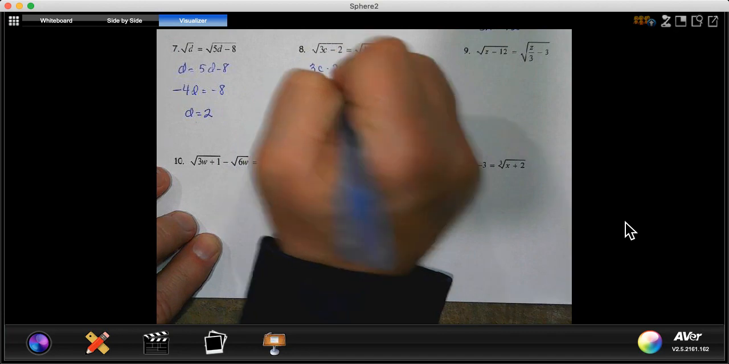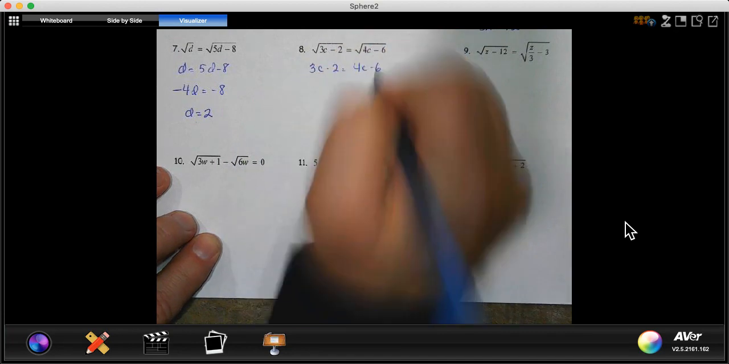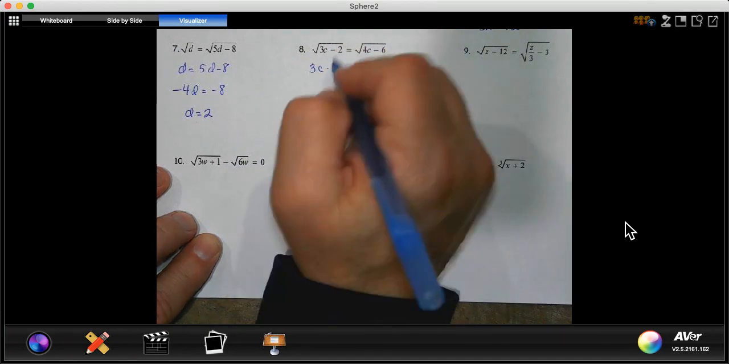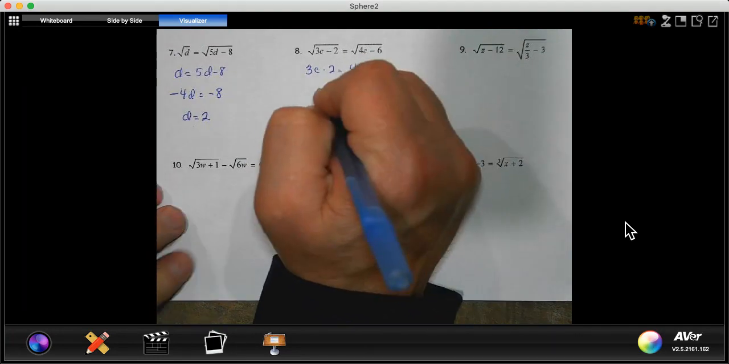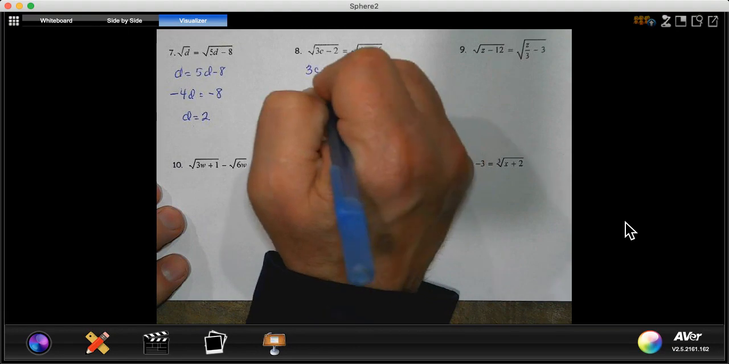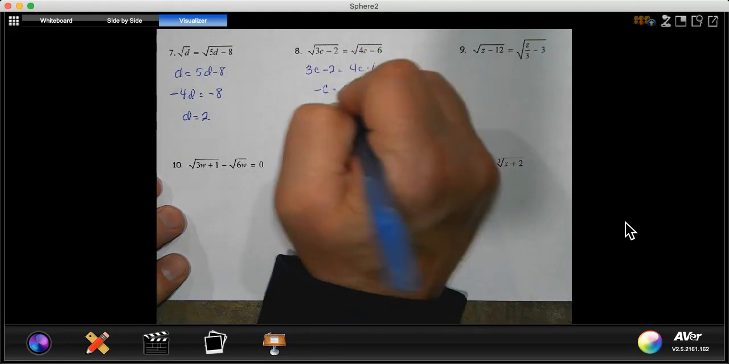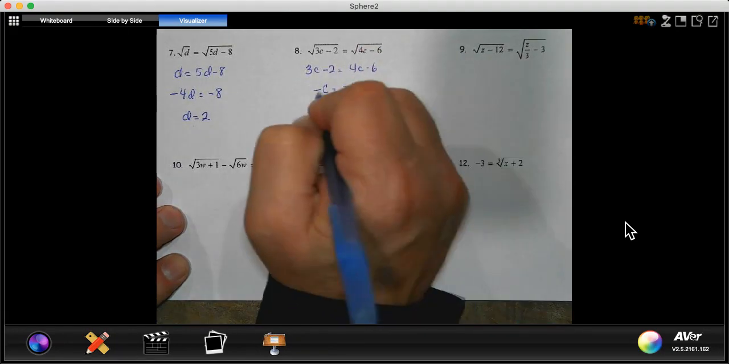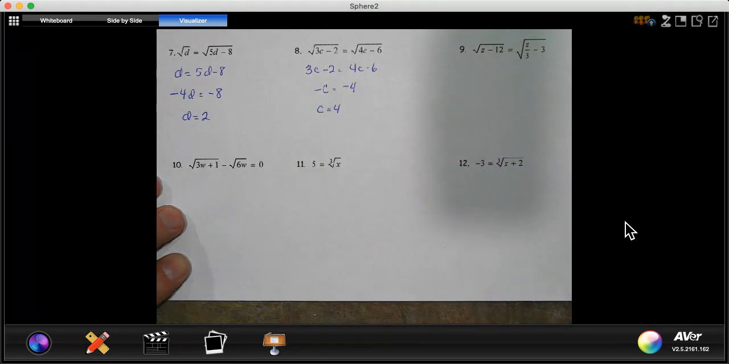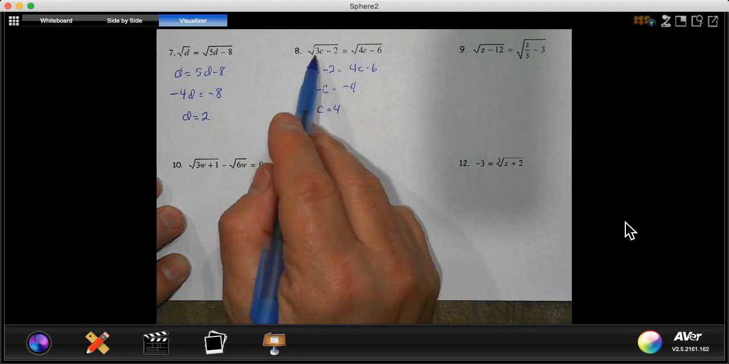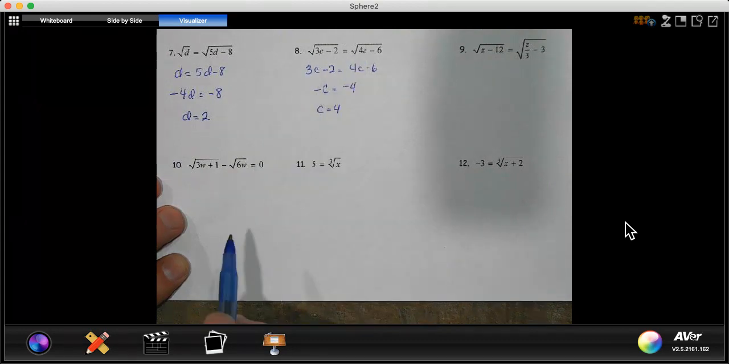8, just get rid of the square roots. 3c minus 2 is equal to 4c minus 6. I like working with c's on the left, so negative c on the left. Add 2 to both sides is equal to negative 4. Divide both sides by negative 1, and you get c is 4. Now I'm going to put 4 in my head. Positive number, so c is 4.